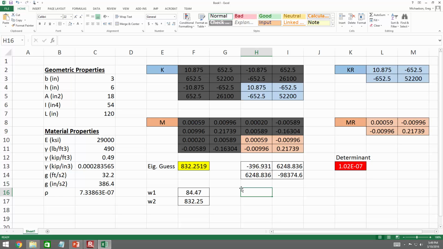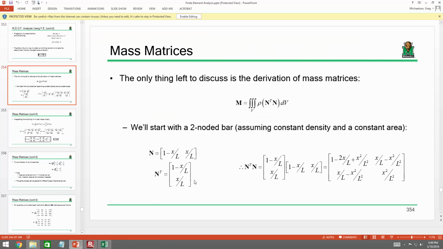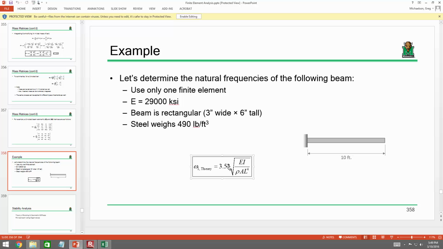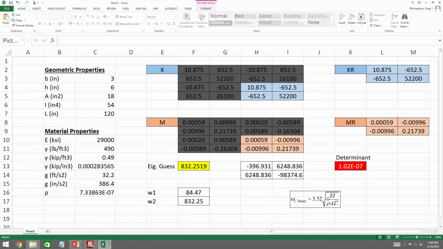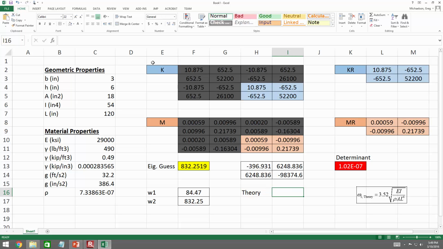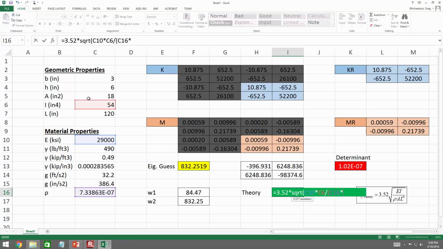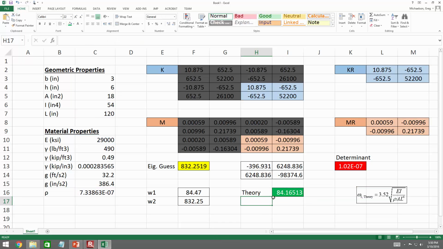One thing I do want to show you, watch this. If you go back to the slideshow, remember I gave you the theoretical value? 3.52 times the square root, what have you. Y'all see that? All right, so I'm going to put theoretical, maybe box a little cell in right here. So it equals 3.52 times the square root of E times I divided by rho times A times L to the 4th.